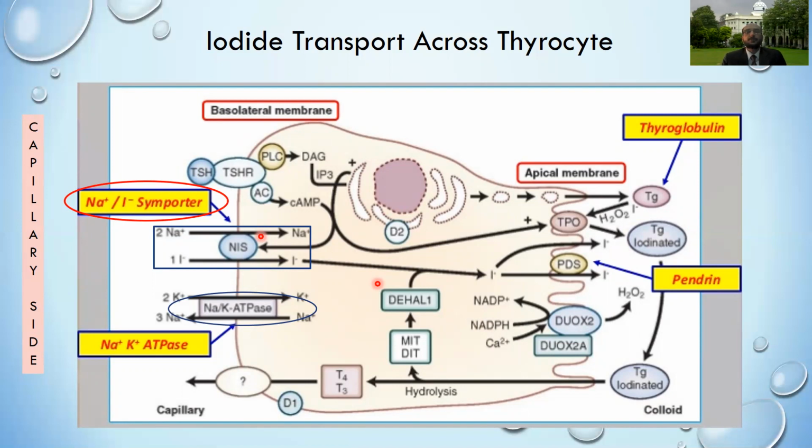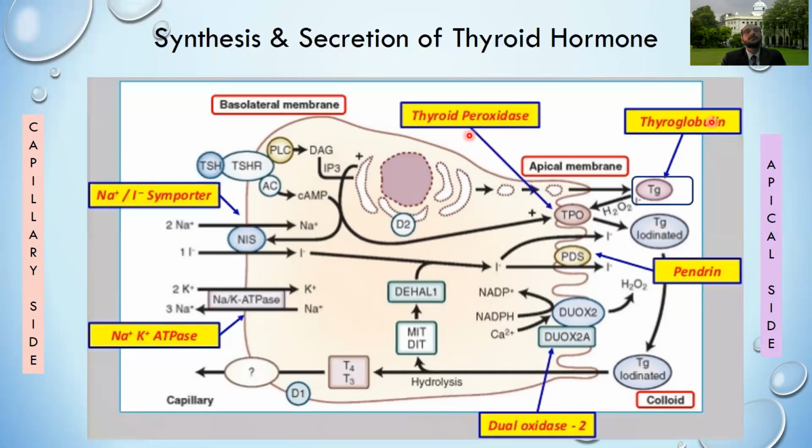There is another important transporter at the apical end of the thyrocyte, which is the chloride iodide exchanger, also called pendrin. This mediates transport of iodide out of the thyrocyte into the lumen where colloid or thyroglobulin is located. As soon as the iodide reaches the lumen, at the apical membrane of the thyrocyte, it undergoes a two-step process called organification. First, it is oxidized to iodine. Next step is incorporation of iodine into the tyrosine residue of the thyroglobulin.